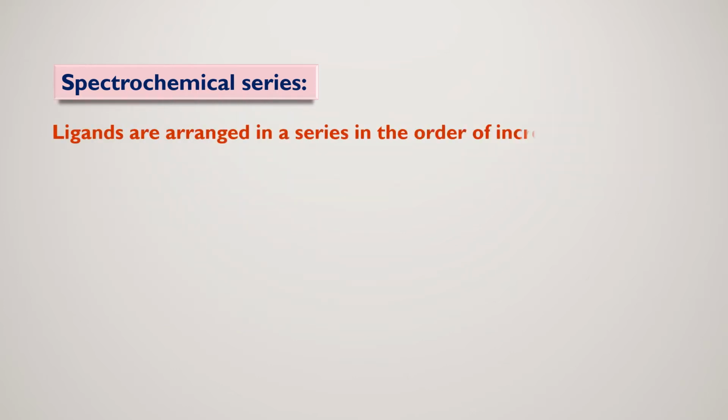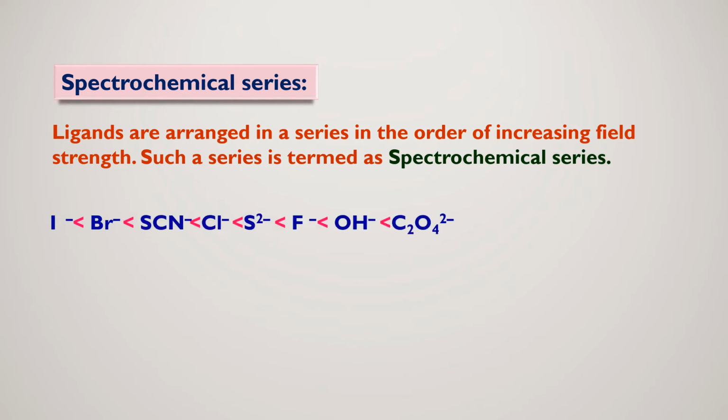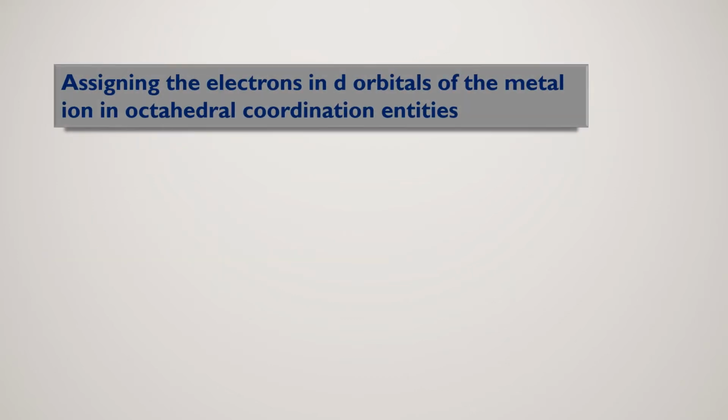So ligands are arranged in a series in the order of increasing field strength. Such a series we will term as what? Spectrochemical series. So it is arranged in increasing order. You can see now EDTA, ammonia, ethylene diamine, cyanido, carbonyl. These are strong field ligands.